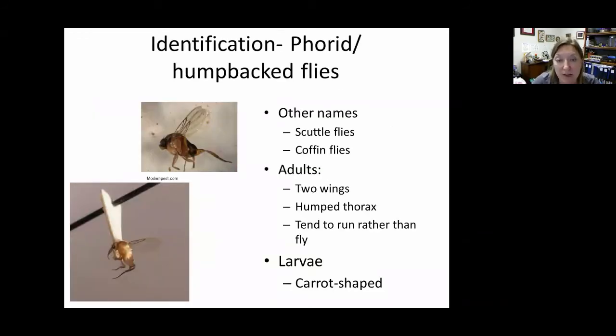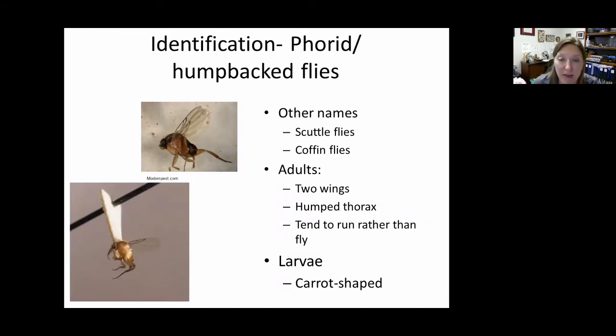So this is one that can also be coming out of drains. This one is known as a phorid or a humpbacked fly. Another name it goes by is a scuttle fly, which comes from the way that it walks around. These don't fly a lot. They will more so be walking around on surfaces, kind of scuttling about, which is where that name comes from.